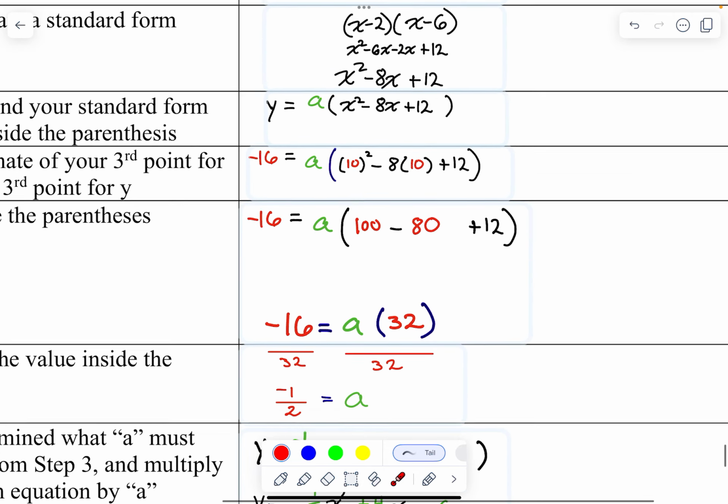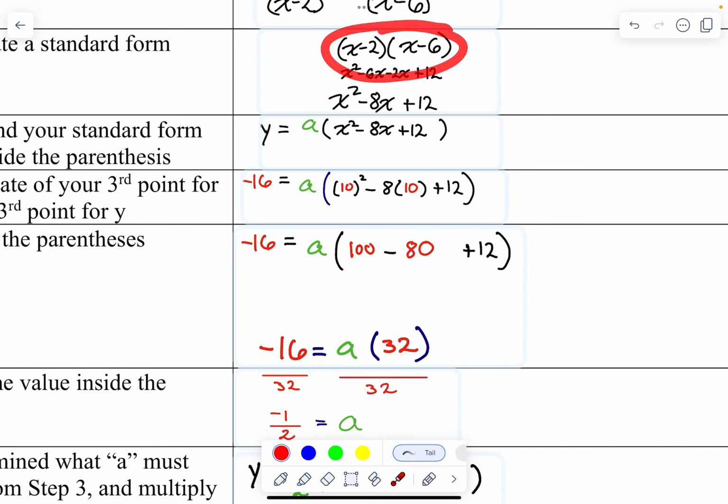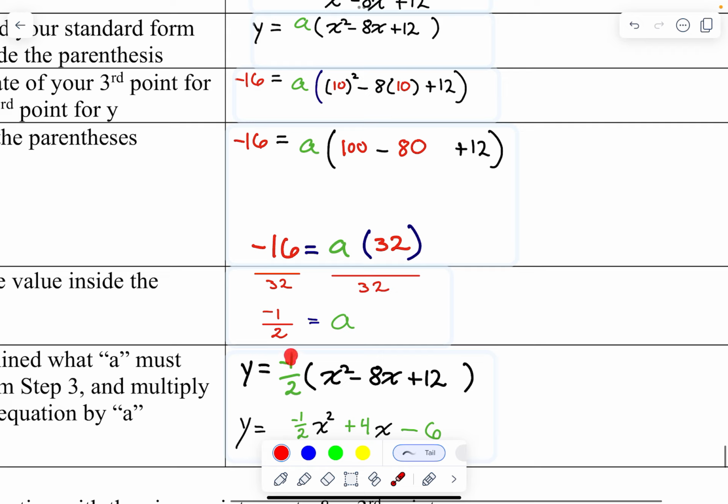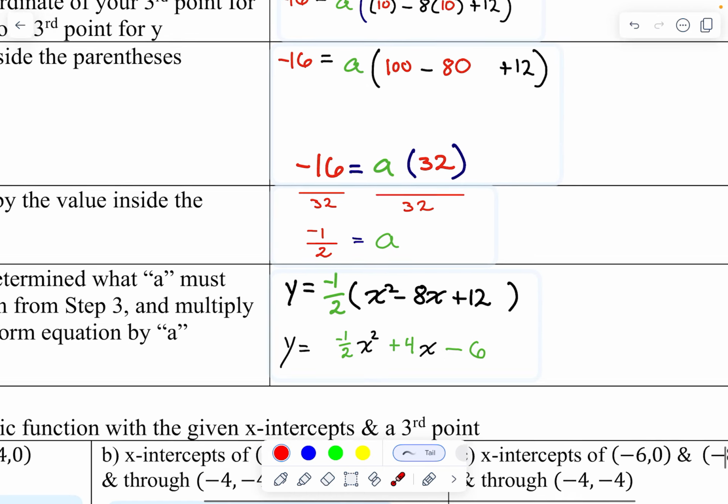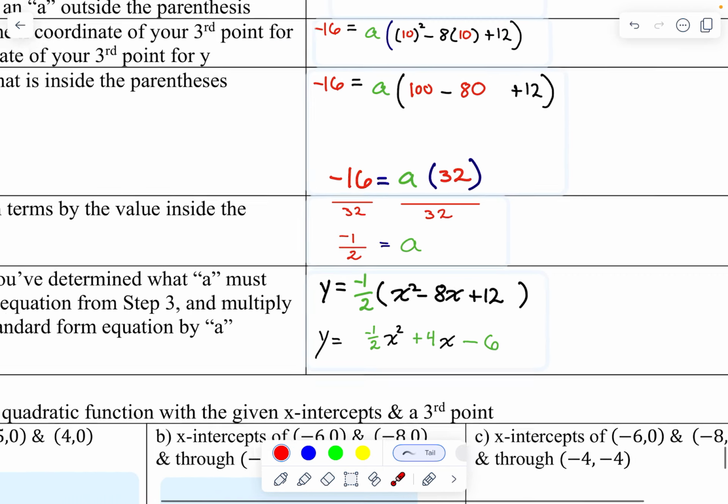So I'm going to go back to that x squared minus 8x plus 12. Remember when we FOILed our factors together, and I'm going to multiply each of those by negative 1/2. So watch the distribution here, because a lot of people miss this. I take negative 1/2 times x squared, I get negative 1/2 x squared, but I'm not done. I got to do negative 1/2 times negative 8, which is positive 4, and negative 1/2 times 12, which is negative 6. And now, finally, we have our answer.